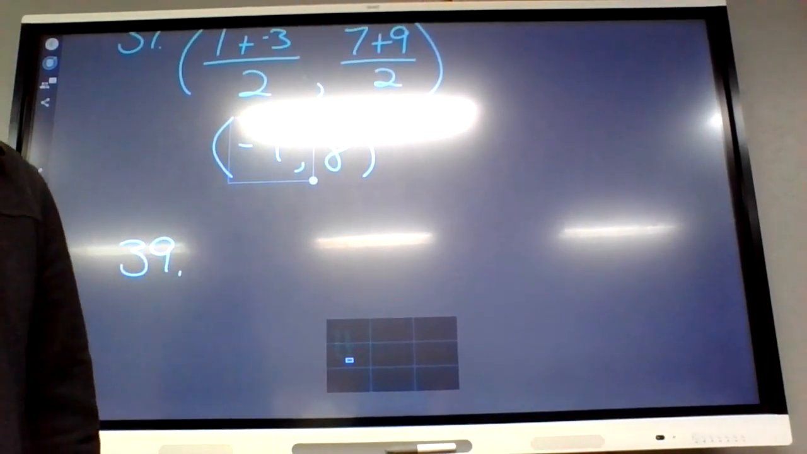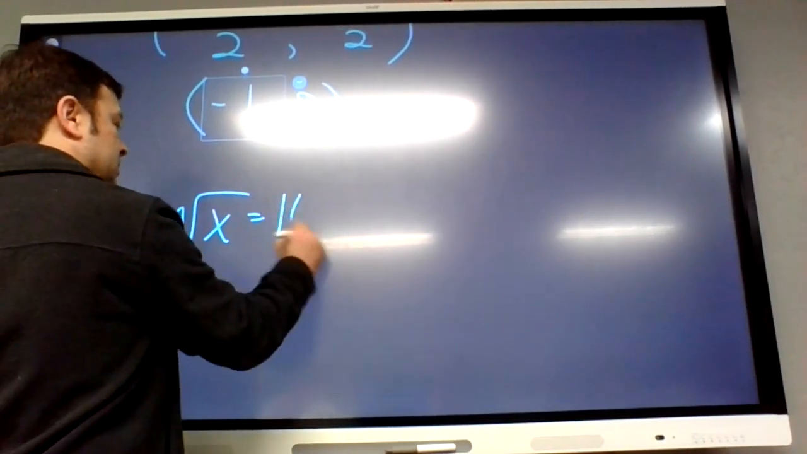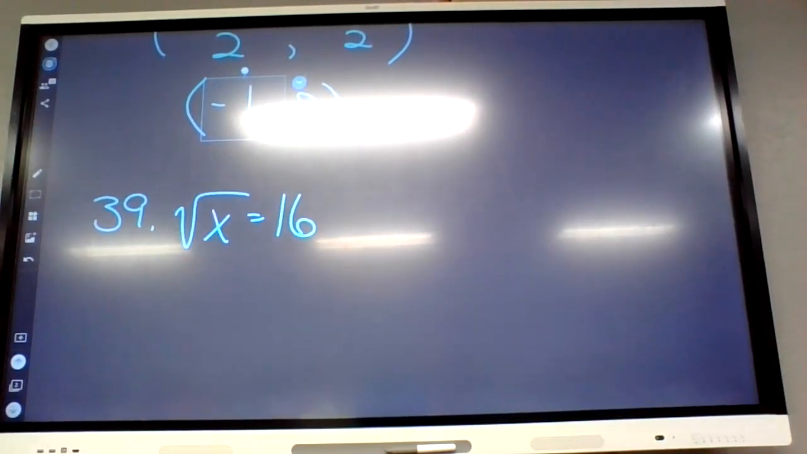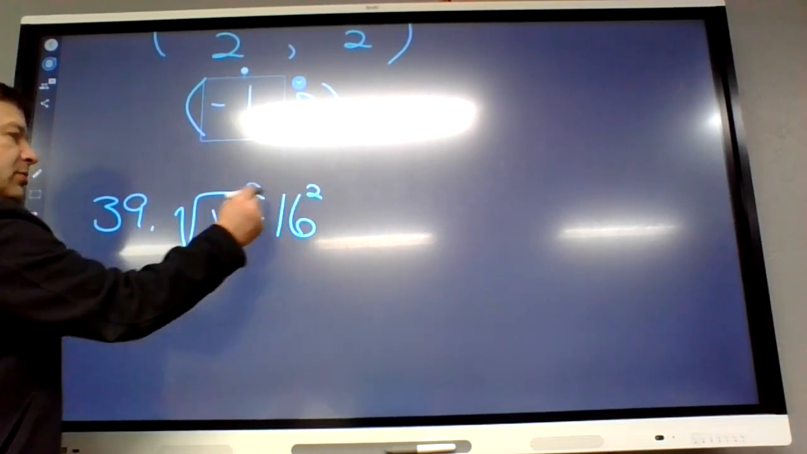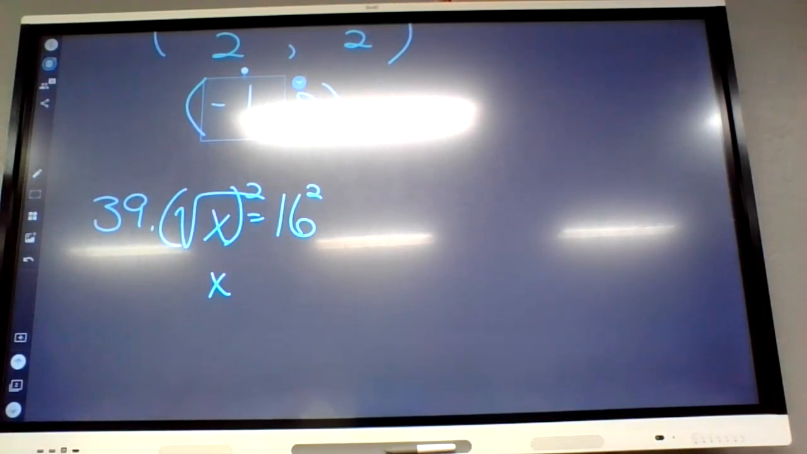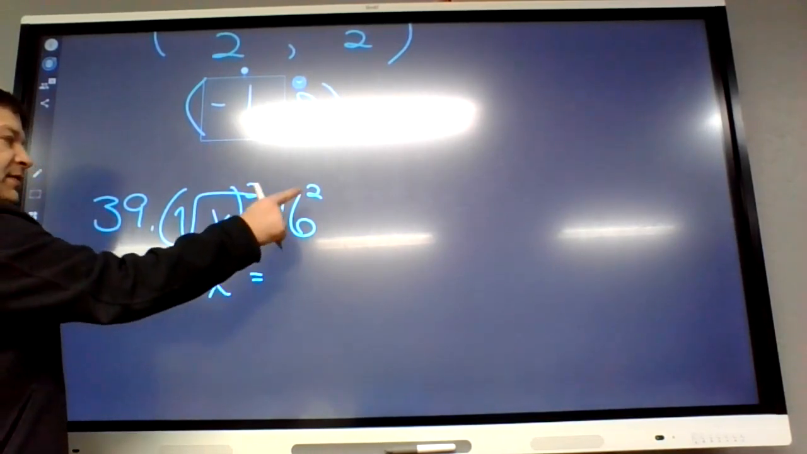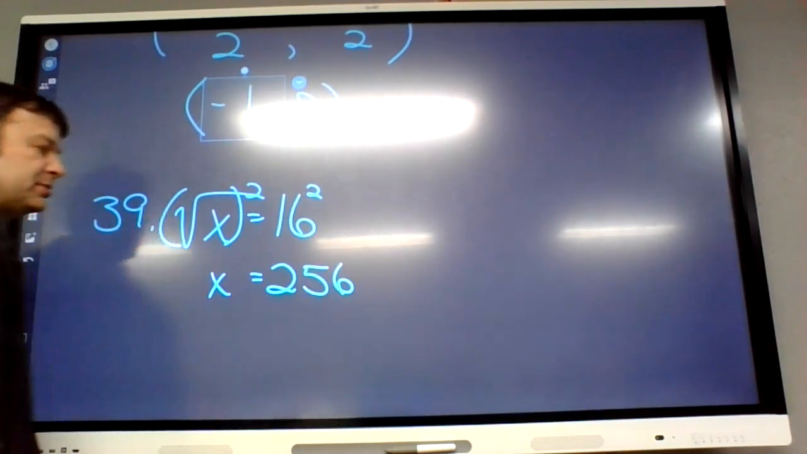All right, 39, square root of x equals 16. I think this was last Thursday's assignment, maybe. Do you guys remember how we solved this? How do we get rid of a square root? What's the opposite of a square root? Squaring. So when you square like the square root stuff, it just goes away. So it just becomes a normal x. And then the right side, you have to do 16 squared, kind of a large number, it's 256.